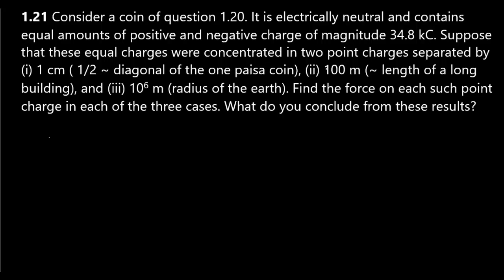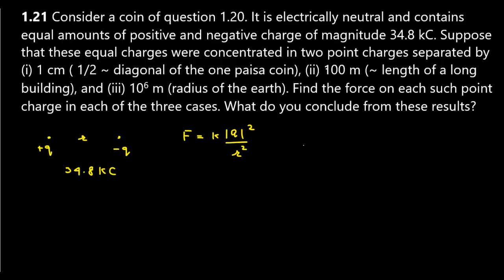So according to the question, we have this charge plus q, and we have this charge minus q, and the separation between them is r. This plus q and minus q has a magnitude 34.8 kilocoulomb. Clear? Now in order to calculate the force between these two charges, we will use Coulomb's law. So the Coulomb law is F is equal to K Q whole square, because both the charges are equal, divided by the square of separation between them.